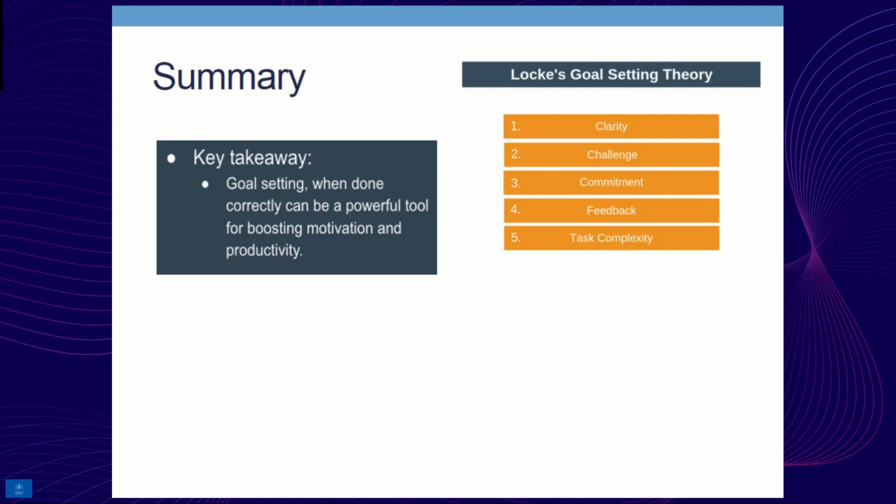They identified five principles to follow when setting goals. These are that goals should be clear, challenging but not too challenging, explicitly committed to, involve regular feedback, as uncomplicated as possible. By using Locke's goal-setting theory, you can keep your team and yourself both productive and motivated.